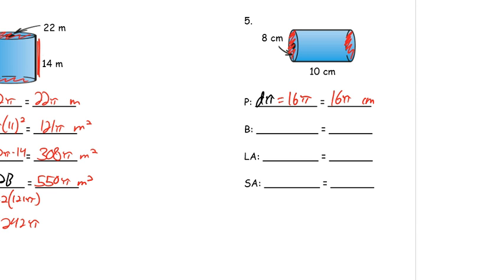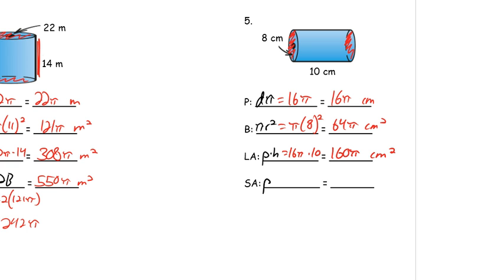Area of the base, it's a circle, pi r squared. So we're going to plug in pi times 8 squared, or 64 pi centimeters squared. The lateral area is going to be perimeter times height. We said the perimeter is 16 pi times a height of 10. 16 times 10 is 160 pi centimeters squared.